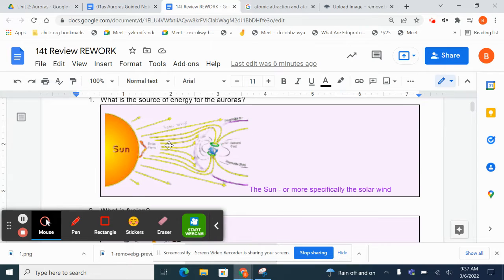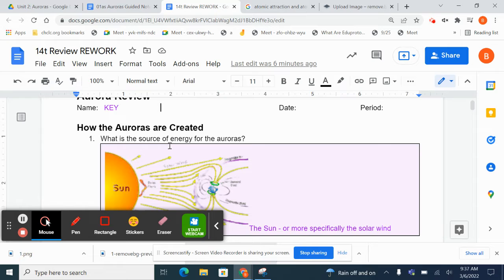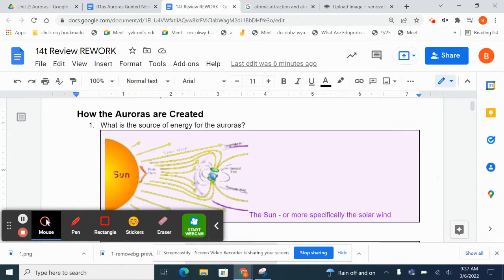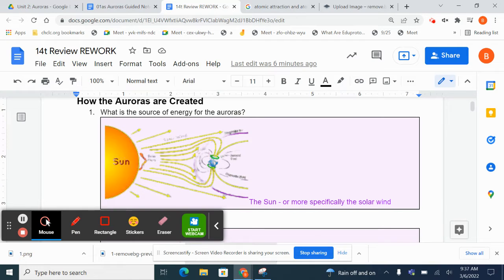And the first question is, what is the source of energy for the Auroras? And of course, we know the sun is producing energy that's coming to Earth, but it's really the solar wind that actually creates the auroras. So the general answer I'm looking for here is the sun. If you have the sun, you're good. But more specifically, it's actually the solar wind, which is produced by the sun, which is creating our auroras.